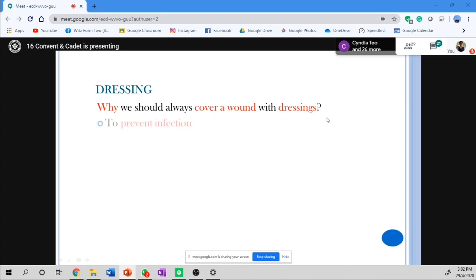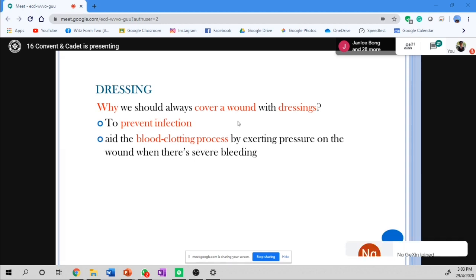The main purpose is to prevent infection. Infection I did explain last week, right? It means to get infected. And the second purpose is to aid the blood clotting process. Aid means help. Okay, so this I just go through. The main one is to prevent infection.